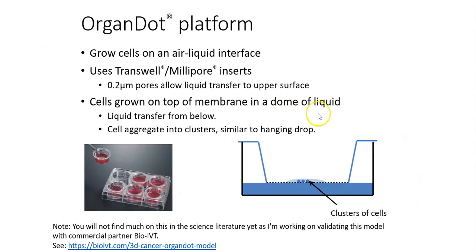And this is just shown here. This is in a 6-well plate. This is a polycarbonate membrane with tiny little pores, allowing liquid to feed up from here. This is what we call an air-liquid interface model, because the lung is an air-liquid interface tissue. Basically we pipette the cells at high density on this membrane, and we let them grow, and they form 3D clusters of cells on the top of this membrane.